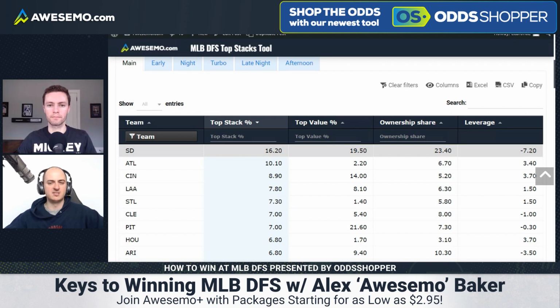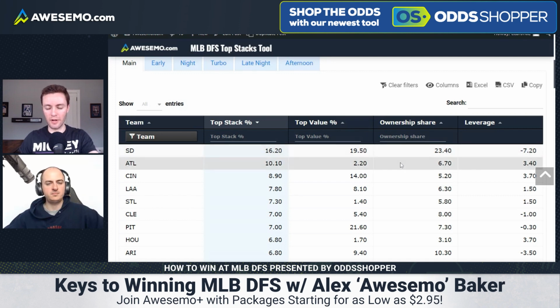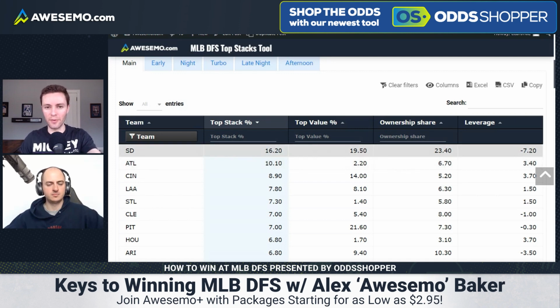So that gives me the confidence that even if I think San Diego is in a great spot, which they are, you can get a lot of ownership advantage just by taking some slightly less popular teams. And then looking at our leverage score, if you just look at the math, I think most people will be able to figure out that the leverage score is ownership share minus top stack percentage.